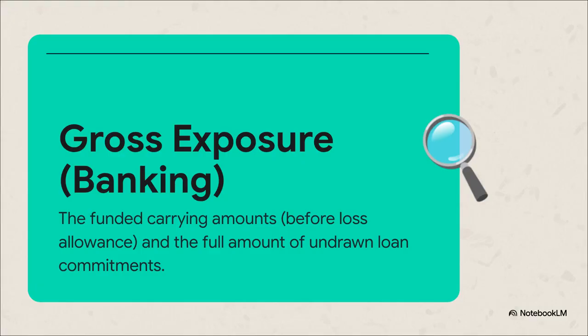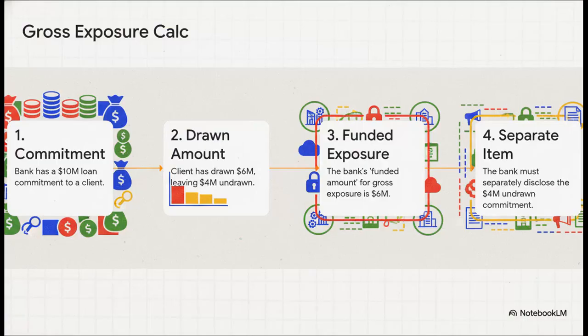Now, let's drill down just a little bit more into that gross exposure metric, because there's a really key detail for commercial banks tucked away in the standard. It's not just about the money that's already out the door. You also have to account for undrawn loan commitments, but you have to disclose them separately. Let's walk through a super simple example. Say you've offered a $10 million line of credit. The client has drawn down $6 million so far. That $6 million is your funded gross exposure. But that other $4 million, the undrawn part, you can't just ignore it. It has to be disclosed separately because it represents a future potential exposure.